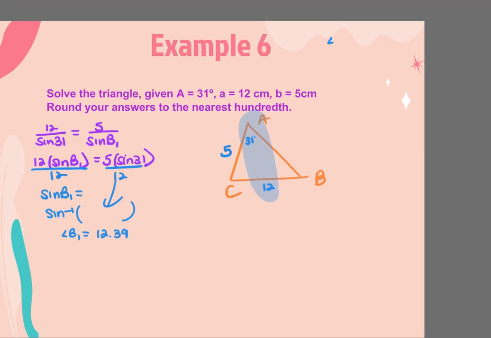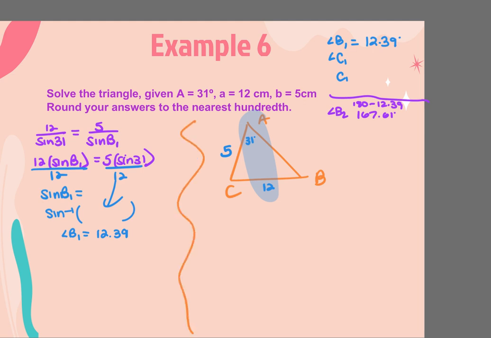So I'm going to set it up. Angle B1, I still have to find angle C1 and side c1. I'm going to say angle B1 is 12.39. The fact that we got that value means it's not a no triangle scenario. It still could be a second triangle. If there is a second triangle, then I find B2 by doing 180 minus what we just got for B1. So 180 minus 12.39, and that's 167.61.